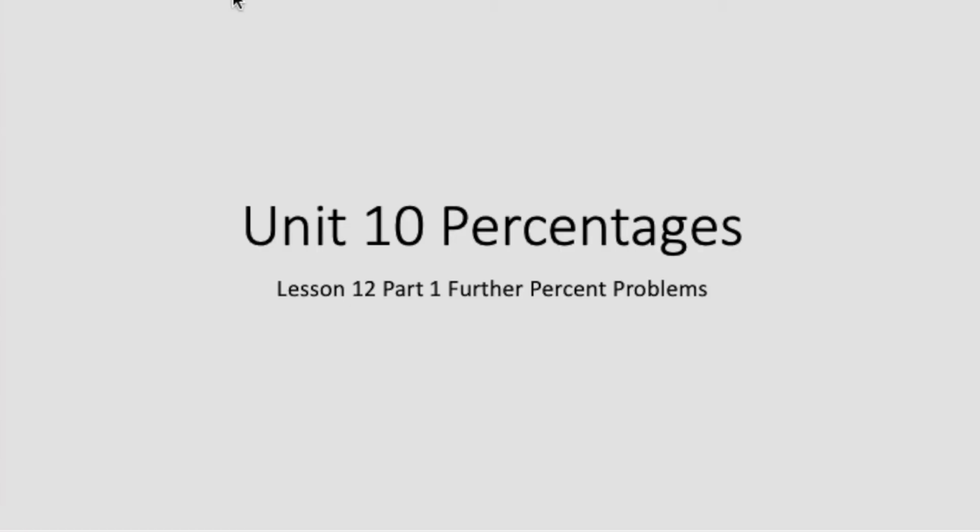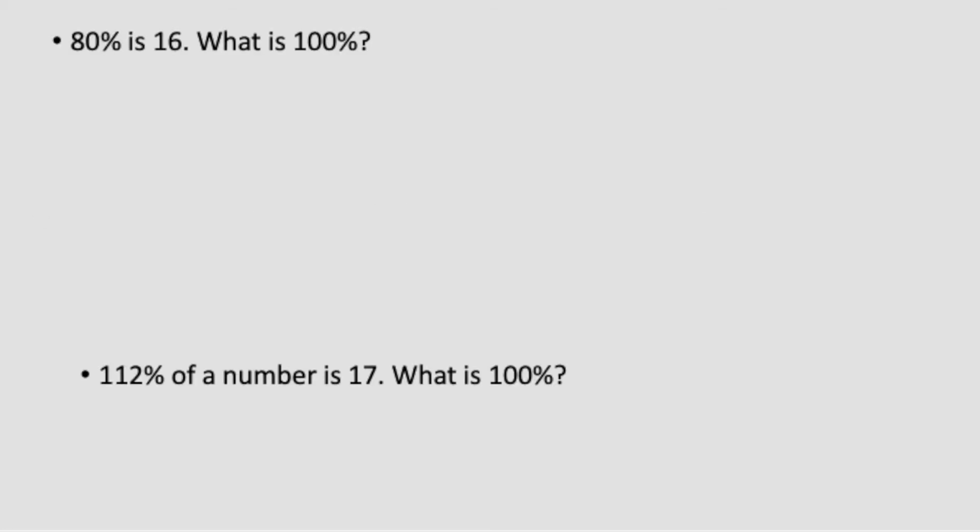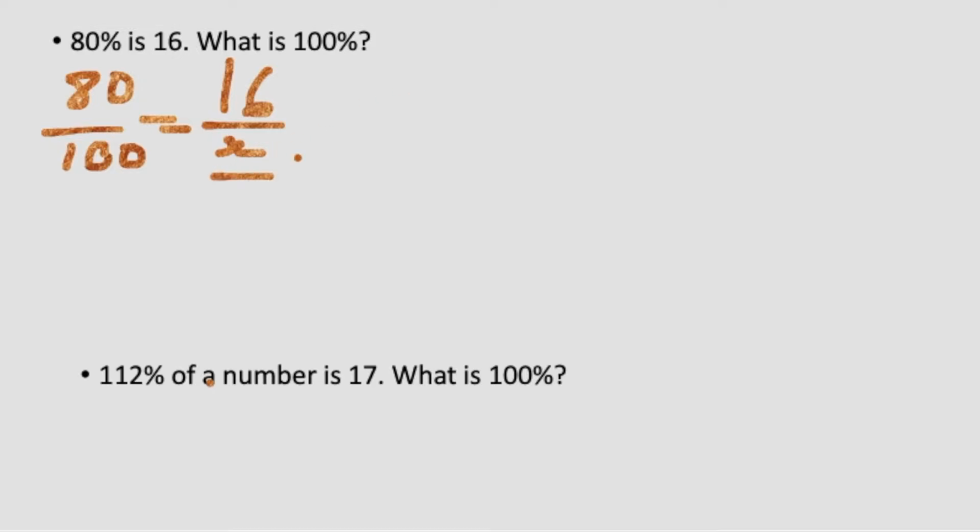Back. We are on Unit 10 and we're looking at percentages and just some more complex problems. So we're going to combine the things that we know. If I have 80% is 16, what is 100%? So I know that I can do 80 over 100, and that is going to be equal to 16 over I don't know, right? So how can I do this? Well, I'm going to isolate X and get it by itself.